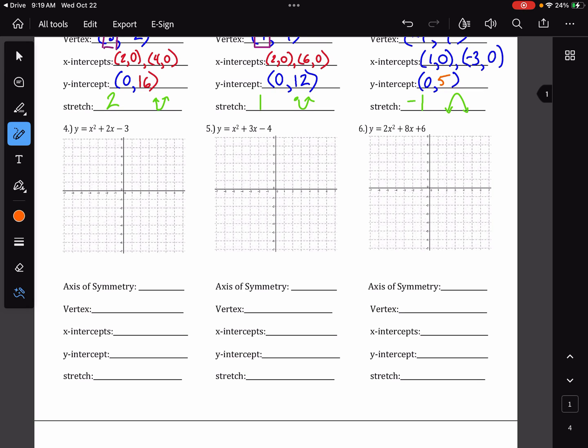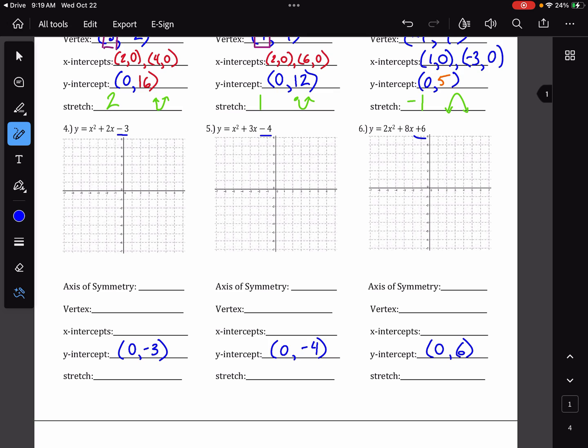Similar idea, except all 3 of them are in standard form. Again, you can go about this however you want. First off, go ahead and make your lives easy and get your y-intercepts. Those are all at, well, not all of them, but this first one's at 0, -3. Second one is at 0, negative 4. Last one is at 0, positive 6.